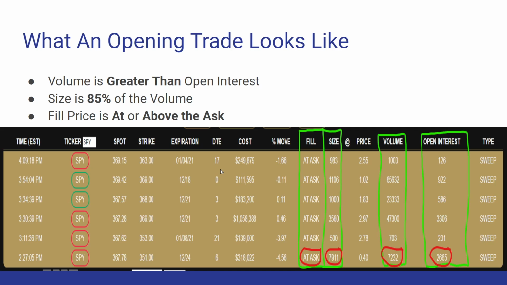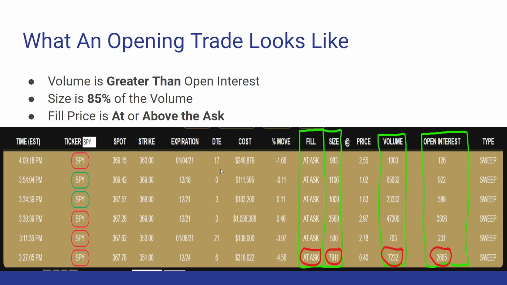So for this video, I gave you guys an example. At the bottom of the screen, I have highlighted SPY puts. It's the entry where it says 2:27 p.m. Here, if we start from the right side of the screen and make our way to the left side of the screen, you can see that the volume is greater than the open interest. We have 7,232 contracts traded that day in terms of volume, and the open interest is only 2,665 contracts. So our first check mark is checked off, the volume greater than open interest.